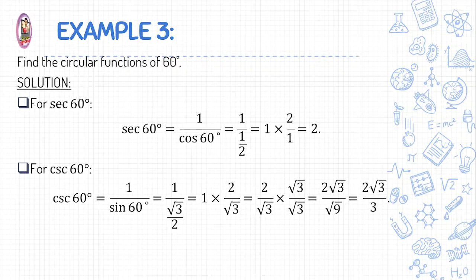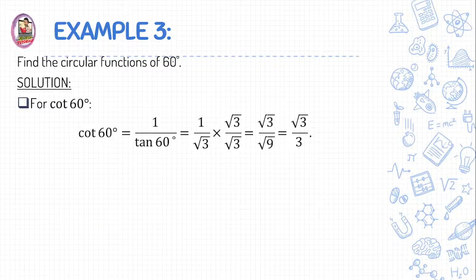Since there is a radical symbol in the denominator, we simplify, we rationalize. So we multiply square root of 3 all over square root of 3. So it will give us 2 square root of 3 all over square root of 9 as the result. So simplifying this, we have 2 square root of 3 all over 3. So that is the value of cosecant 60.